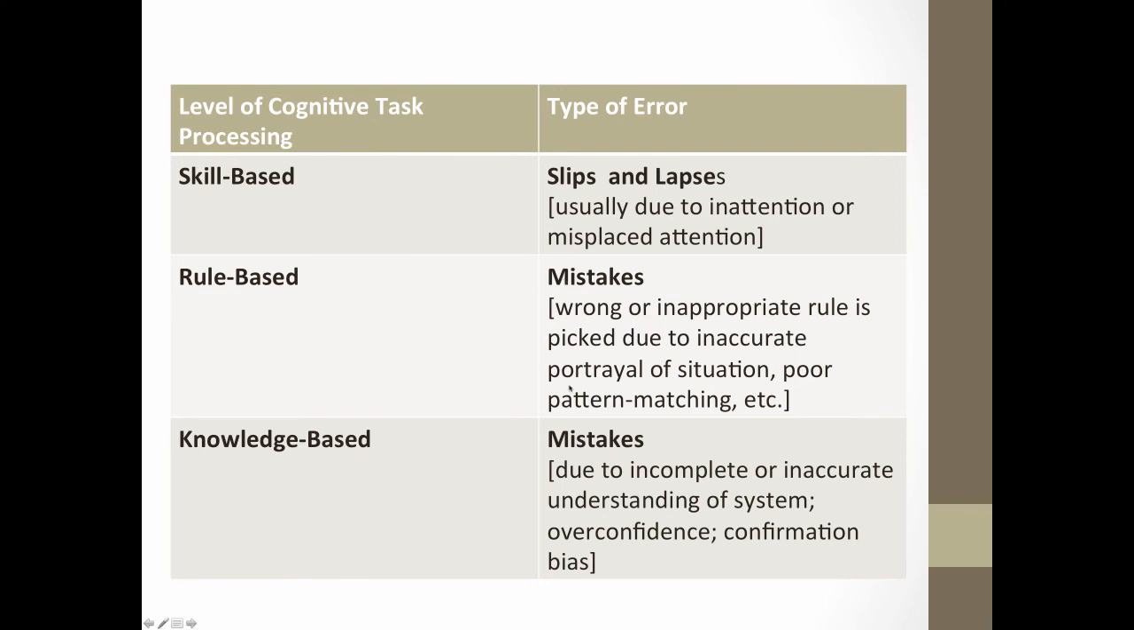The mistakes are more likely to occur not for skill-based, but for rule-based and knowledge-based cognitive task processing. So the wrong or inappropriate rule is picked due to inaccurate portrayal of the situation, for example, for a rule-based mistake. For a knowledge-based mistake, it would be the incomplete or inaccurate understanding of the system, or confirmation bias or overconfidence. So the point is, mistakes are going to be associated with rule-based and knowledge-based task processing, while slips and lapses are associated with skill-based.